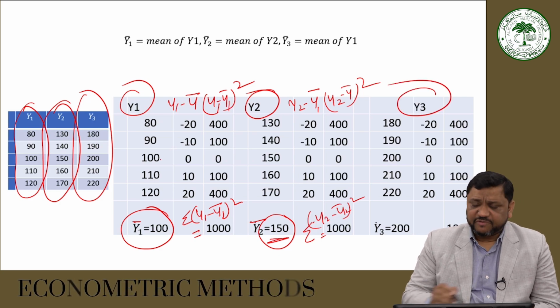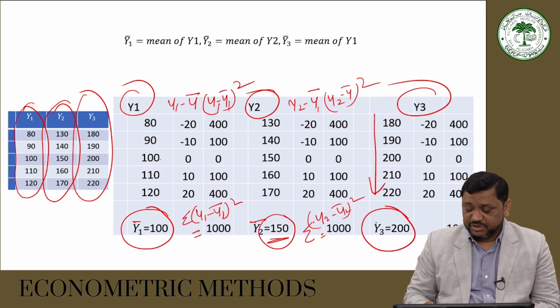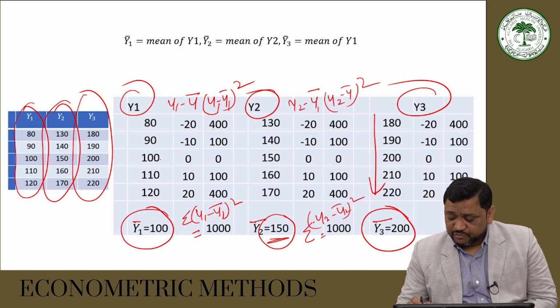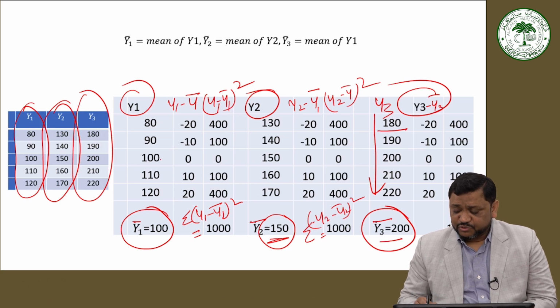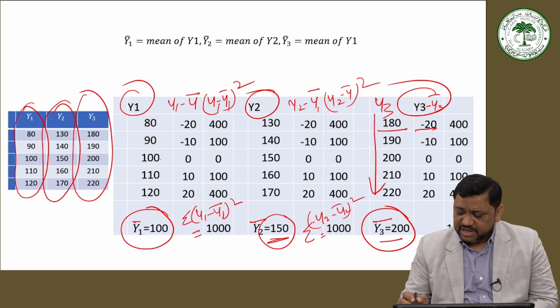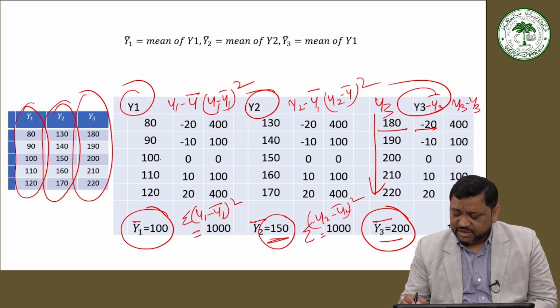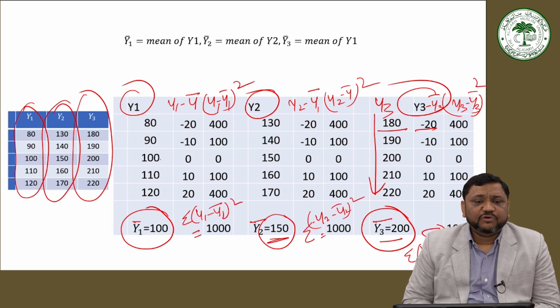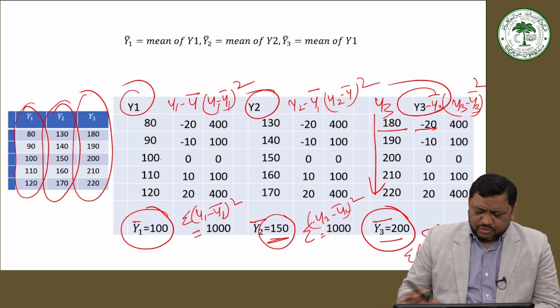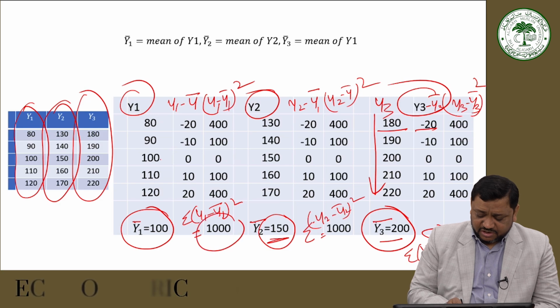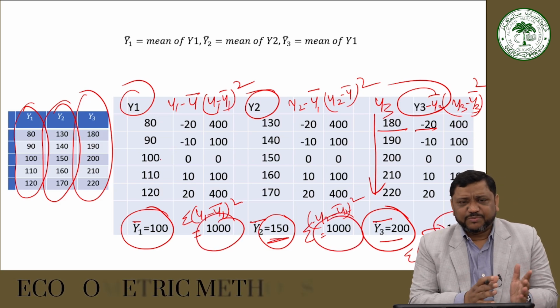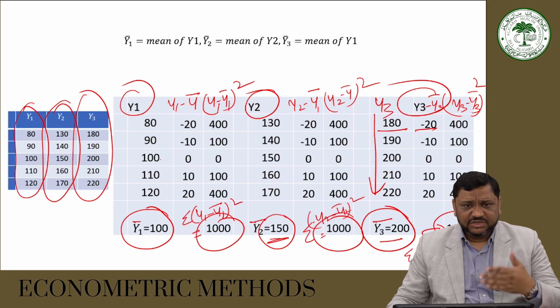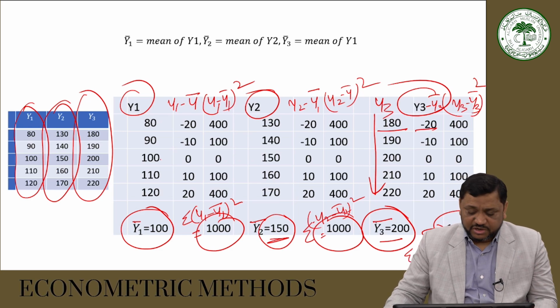The same process is repeated for y3. We take the values of y3, and the mean of y3 is equal to 200. Then we do y3 minus y3 bar: 180 minus 200 is equal to minus 20, and likewise. Finally, we take the square of y3 minus y3 bar, and the summation of this is equal to 1000. So we have taken a simple series. That is the reason it is 1000, 1000 and 1000 here. This is just because of the data which has been taken, and these things will not necessarily be the same. It's not at all necessary.